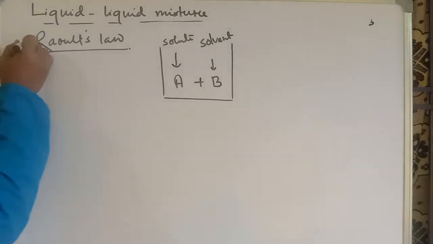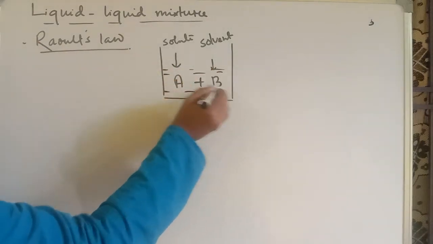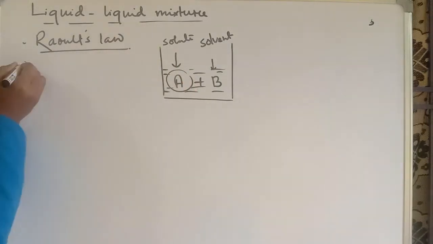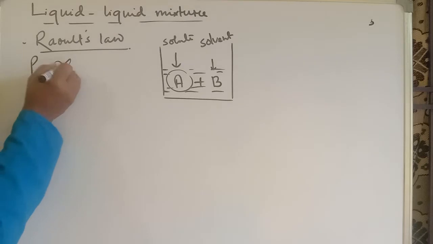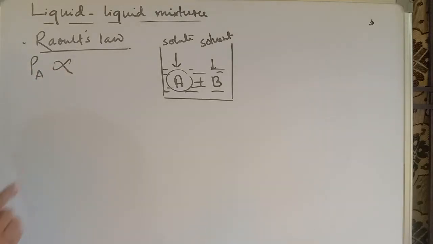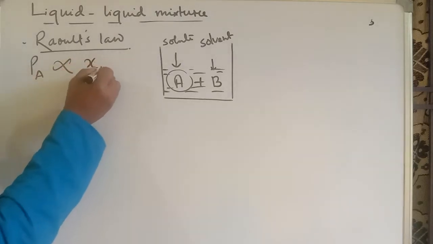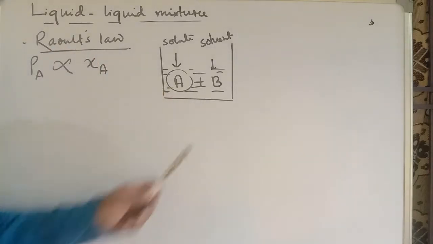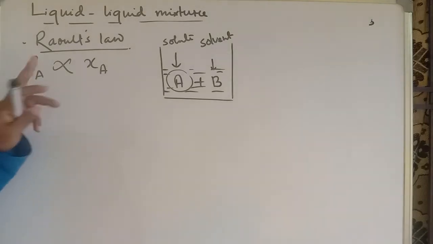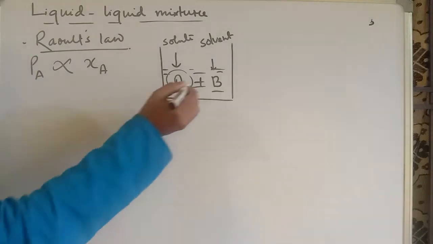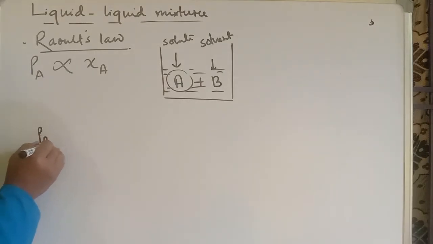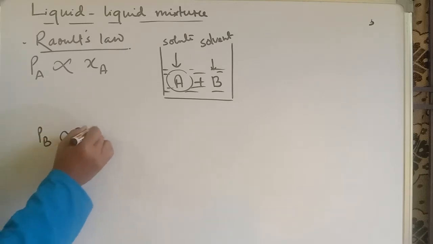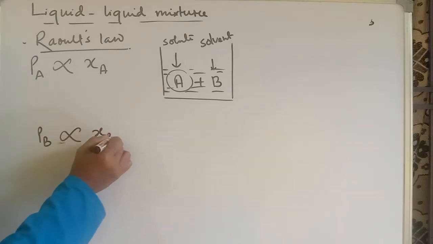According to Raoult's law, in this liquid mixture, the vapor pressure of any component, suppose component A, its vapor pressure PA, is proportional to its mole fraction in the solution, XA. This is Raoult's law. According to Raoult's law, the vapor pressure of a component in a liquid mixture is proportional to its mole fraction in the solution. Similarly, for component B, we can write PB proportional to XB, the mole fraction.